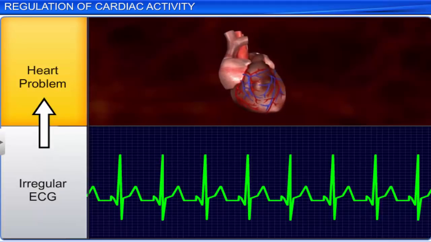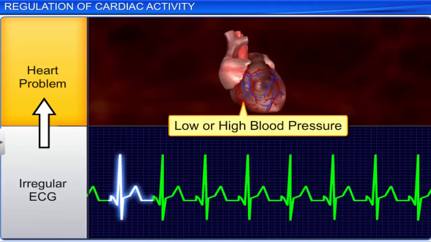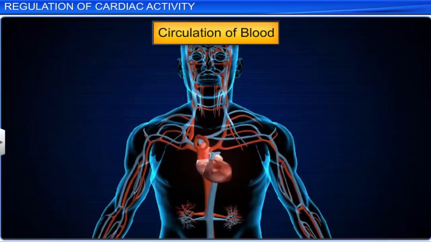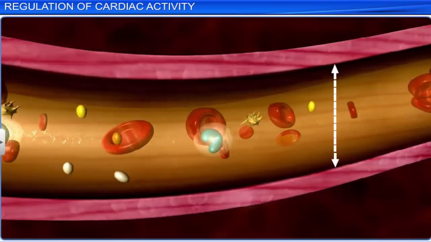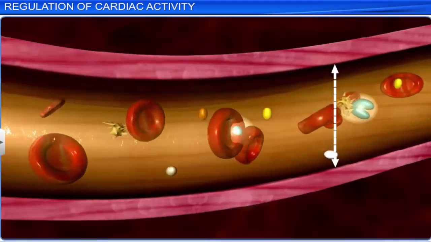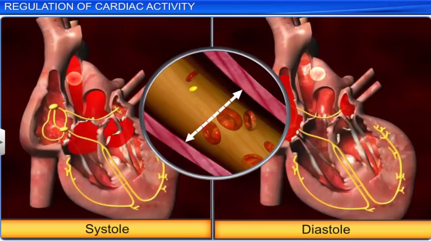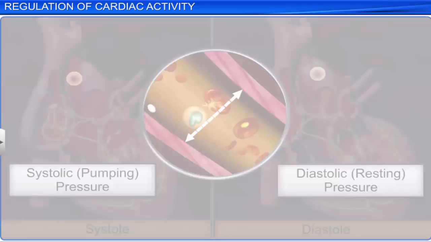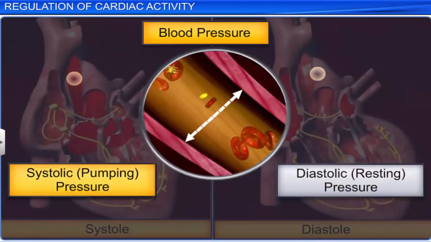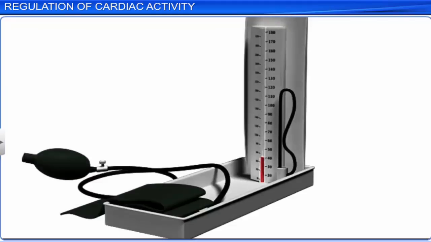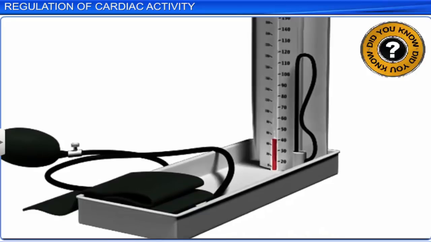Most heart-related problems are related to drastic changes in blood pressure. Now let us see what blood pressure is. During circulation, when the heart pumps, blood rushes through the blood vessels, exerting some pressure on the walls of the blood vessels. This is called blood pressure or BP. The heart undergoes alternate systole and diastole, and hence blood pressure is measured as systolic or pumping pressure and diastolic or resting pressure.